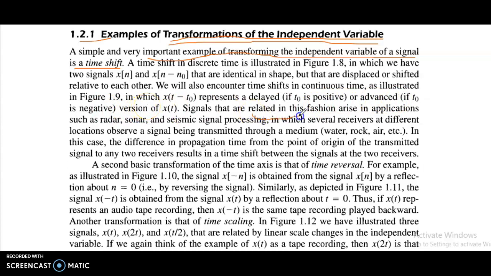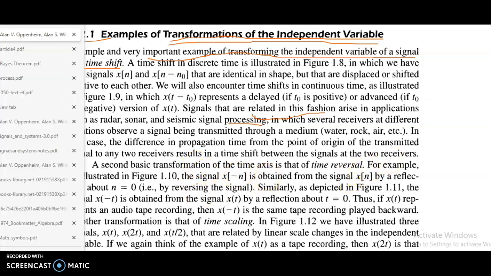Signals that are related in this fashion arise in applications such as radar, sonar, and seismic signal processing, in which several receivers at different locations observe a signal being transmitted through a medium: water, rock, air, etc. In this case, the difference in propagation time from the point of origin of the transmitted signal to any receiver results in a time shift between the signals of the two receivers.